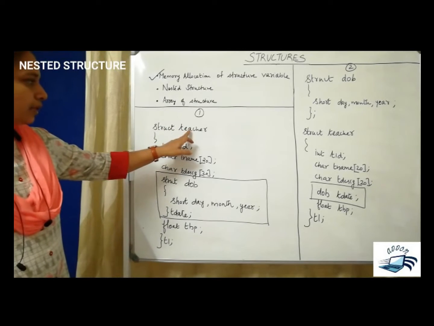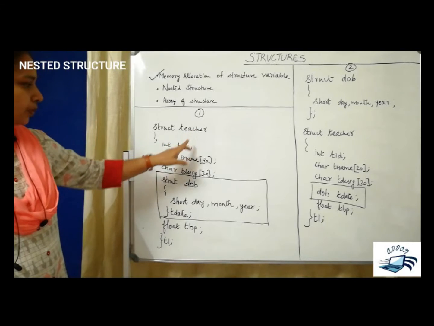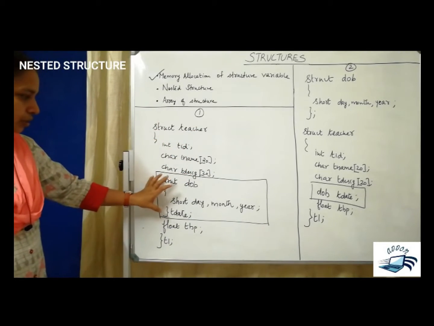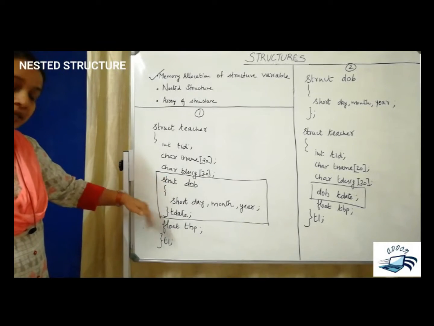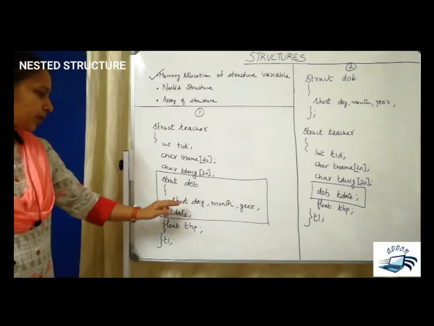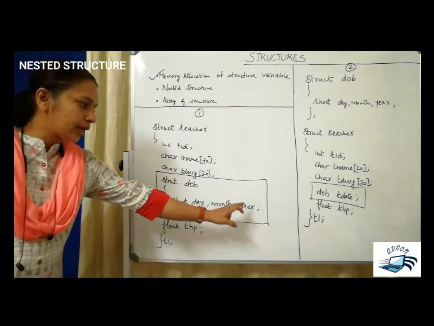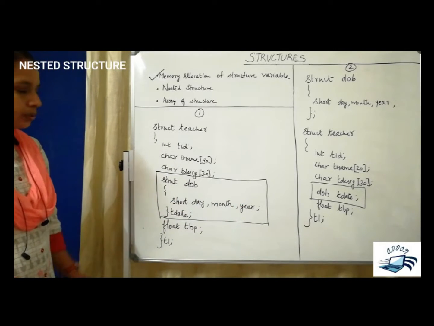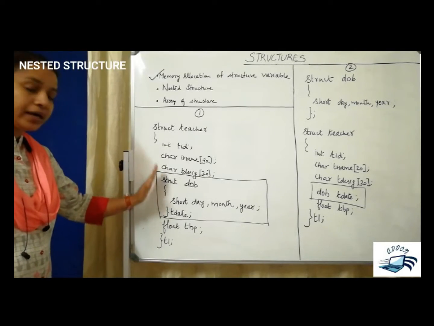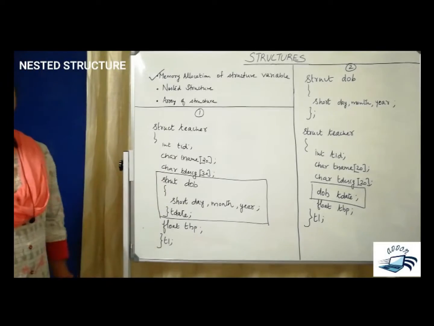Here I have defined a structure teacher. It contains TID, TNAME, TDESIC, and inside this structure I have again defined another structure named DOB, that means date of birth. And in date of birth it contains 3 variables: day, month and year. So this is an example of a structure defined inside another structure. This is the first definition.